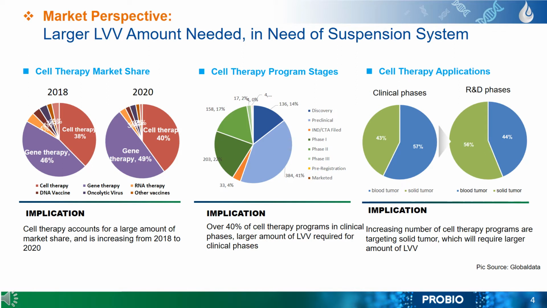From the perspective of market demand, you will see the increase in demand for LVV produced by suspension systems. Cell therapy accounts for a large amount of market share and is increasing from 2018 to 2020. Over 40% of cell therapy programs are in clinical phases, and a larger amount of LVV is required for clinical phases. For cell therapy applications, an increasing number of programs are targeting solid tumors, which will require a larger amount of LVV.